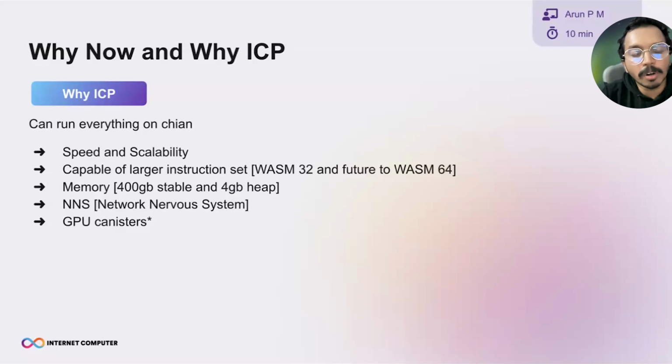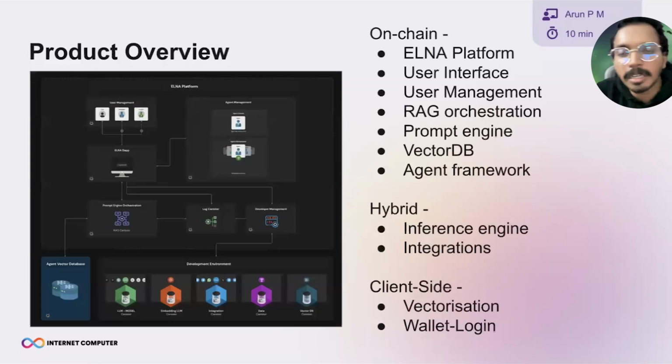So these are the two important factors why we initially chose ICP. And the coming GPU canisters are very promising for us to move further with AI development in ICP. As time is limited, I'm just moving faster. In our development architecture, all the documents are available in docs.elna, as well as we do have YouTube videos. You can get more details there.